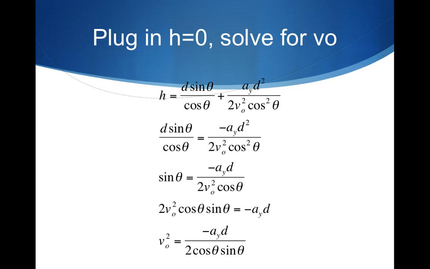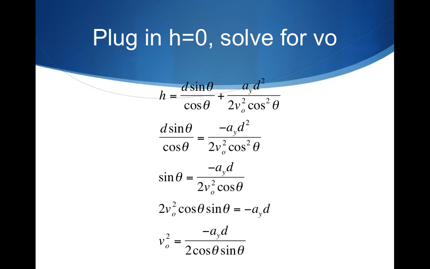We can move one of the terms to the other side of the equation, and then when we do that, one of the d's will cancel in each term as if we divided by d on both sides, and we can cancel a cosine theta on each side as if we multiplied by cosine theta on each side. And when we solve that or simplify it, we get sine theta equals minus a_y d over 2 v0 squared cos theta.